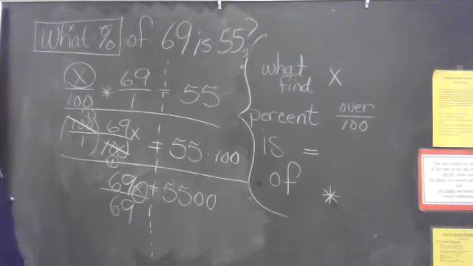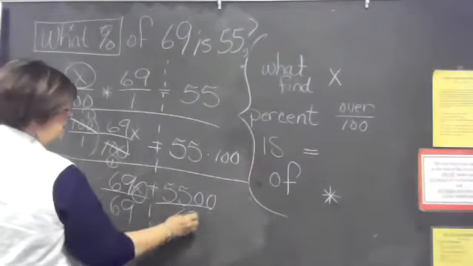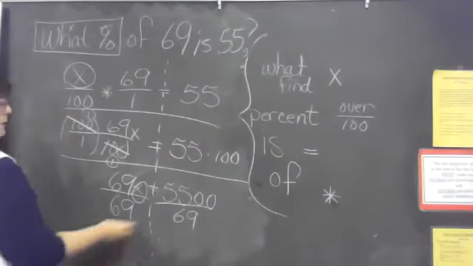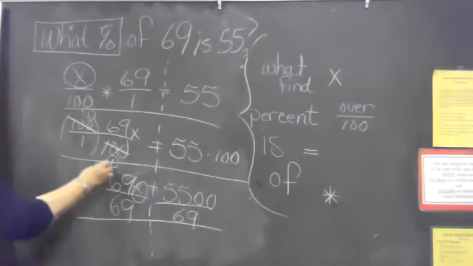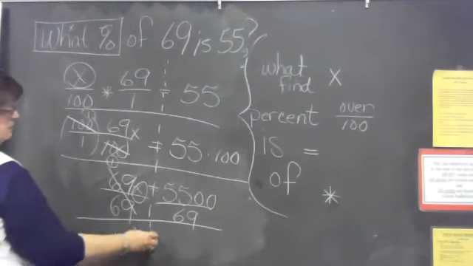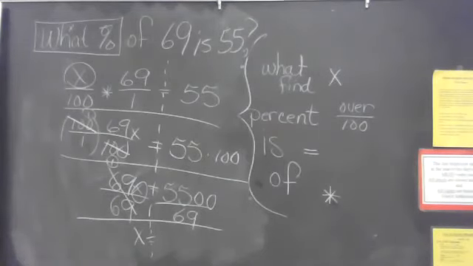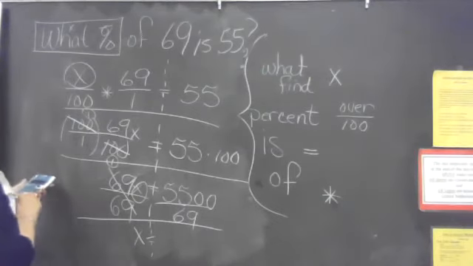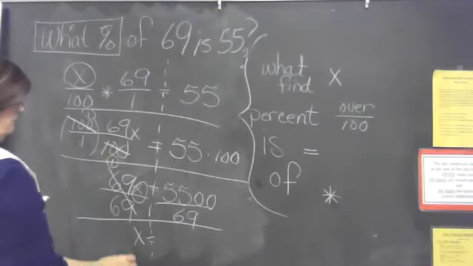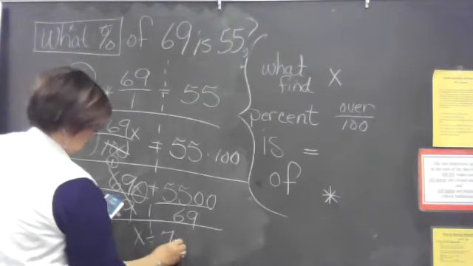So we're going to divide this side. Have to balance the equation. So I divide this side. So now the 69s cancel out to 1. 1x is the same as x. It's just an invisible one. Can't do that one in my head. It's 79.7101. And it goes on.